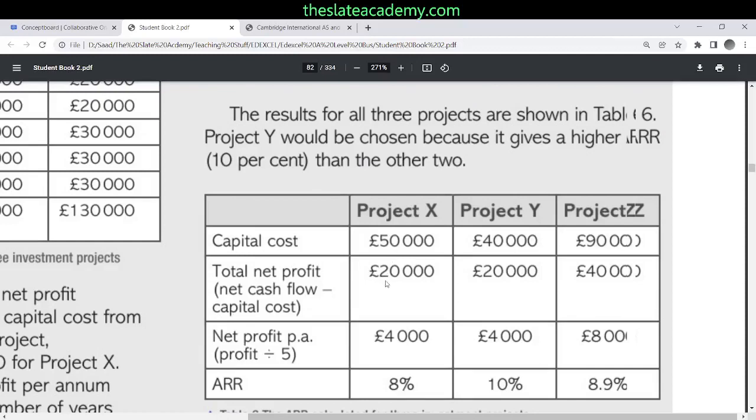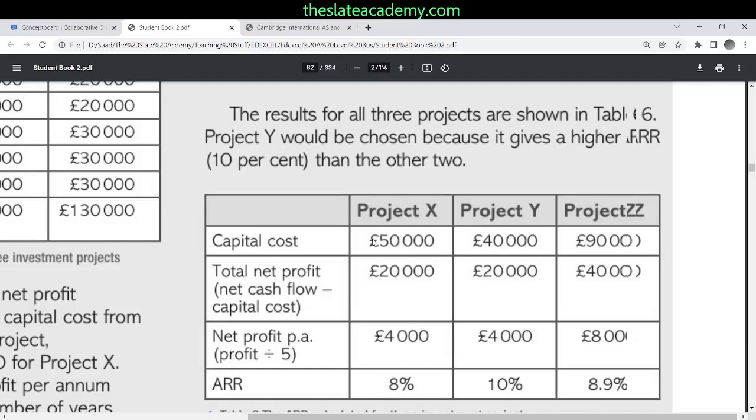Here, the total return that you earned for this project is how much? 20,000. You divide it with the life, the period of the project. That is your annual return. The average annual return is 4,000. You divide it over the capital cost, and you get the return on the investment that you have made.